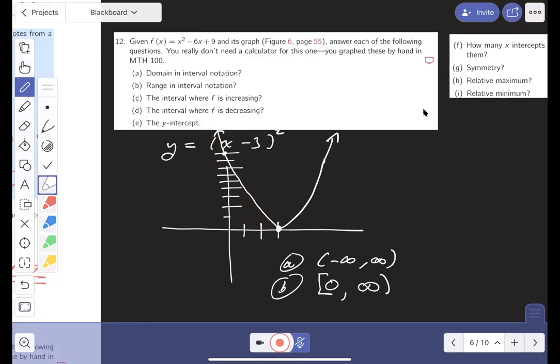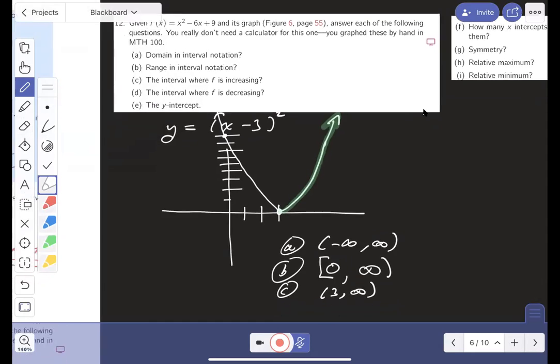All right. The intervals where it's increasing. Let me talk about this. This is the tough part for a lot of students. You're moving left to right. Where is it increasing? Here. This is where it's increasing. So where is it increasing? Let's write this down. C, it's increasing from 3 to infinity.